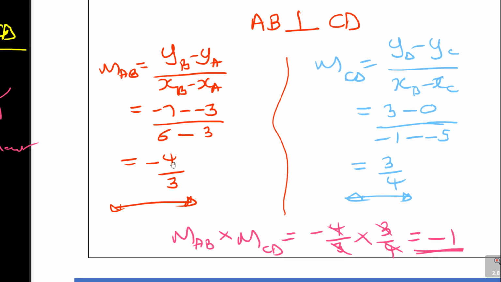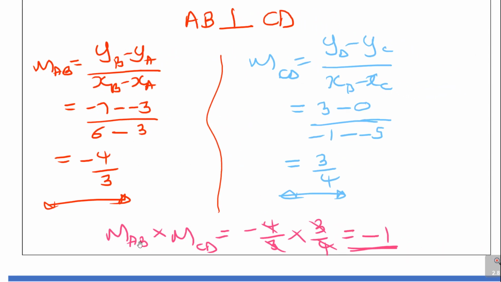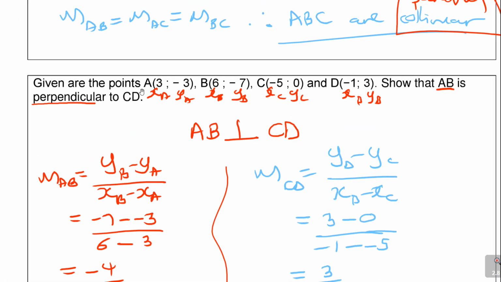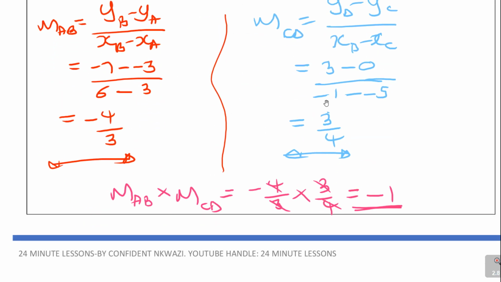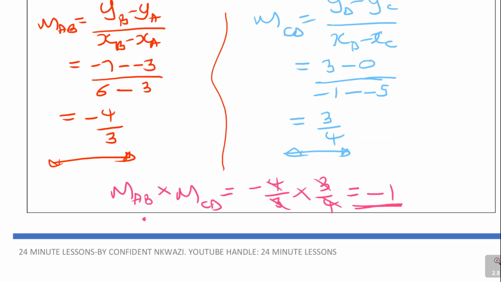So look at this. We found the gradient of AB, we found the gradient of CD, we multiplied it, we got minus 1. The question was, given these points, show that AB is perpendicular to CD. And then you're going to say, therefore, AB is perpendicular to CD. The fact that you got minus 1, we understand how this works.